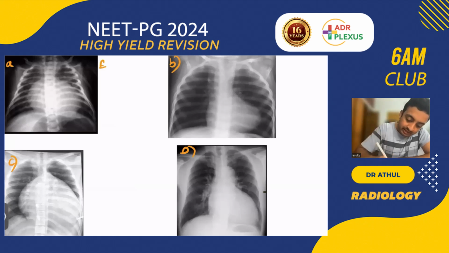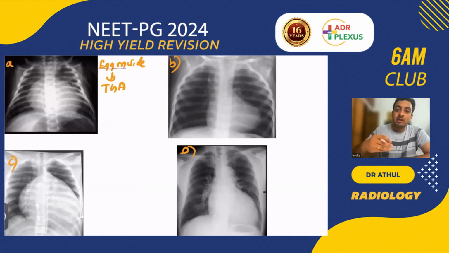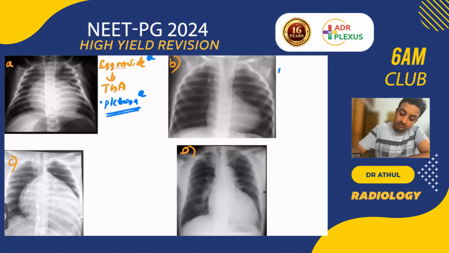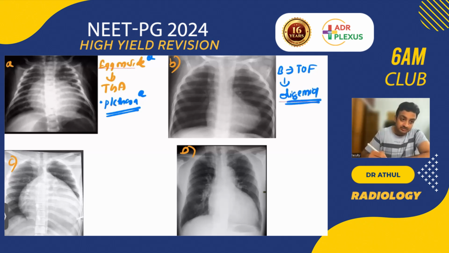Yeah, excellent. A is egg on side, which is seen in transposition of great arteries, that is TGA. The question that can come is whether there will be pulmonary plethora or oligemia. This is associated with the plethora. So these are the three questions that have been asked from TGA. B is TOF. In TOF, there is pulmonary stenosis, so less blood. So this is pulmonary oligemia. What is C?